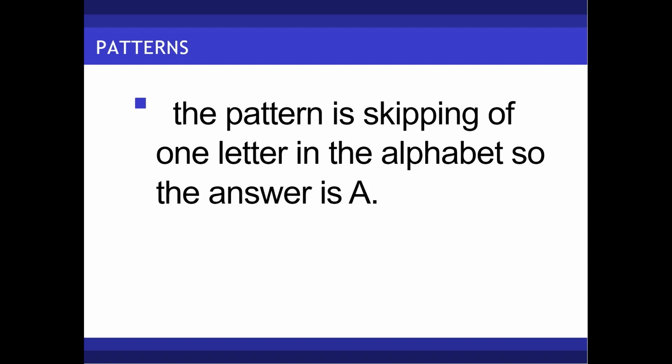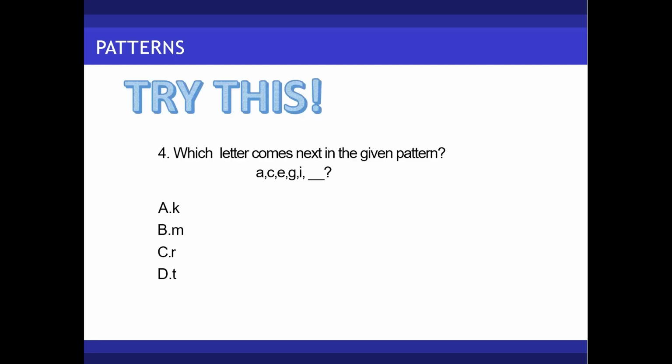Okay, the pattern is skipping one letter in the alphabet, so the answer is letter A. So A, B, C, then C, D, E, then E, F, G, then G, H, I. So the next letter is J and then K. So the correct answer is letter A.